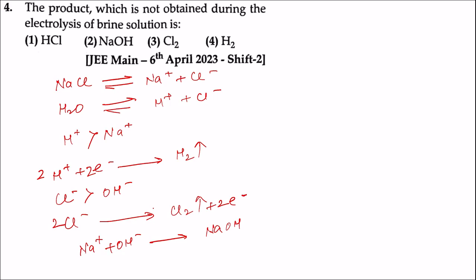Therefore, the product which is not obtained during the electrolysis of brine solution is HCl. Option 1 is the correct option. NaOH, chlorine and hydrogen are obtained in the electrolysis of brine solution. HCl is not obtained in the electrolysis of brine solution.